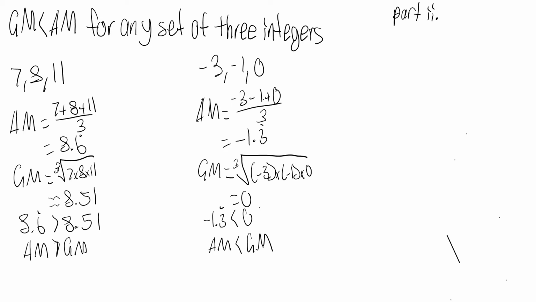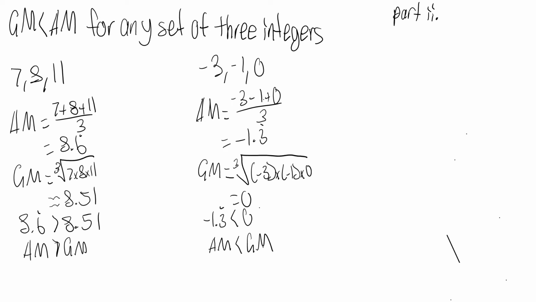Since geometric means have a problem with 0, as anything multiplied by 0 will equal 0, it's interesting when you put in 0 values. So the arithmetic mean of -3, -1, and 0 is -1.3 repeater, but the geometric mean of -3, -1, and 0 is 0. Now -1.3 repeater is less than 0, so the arithmetic mean is less than the geometric mean for that set of integers.